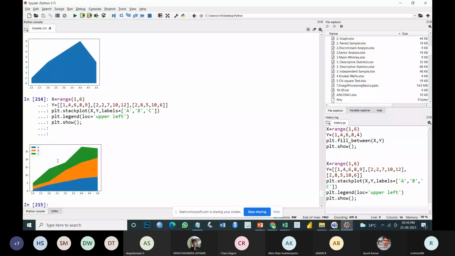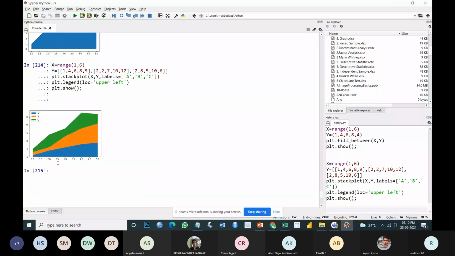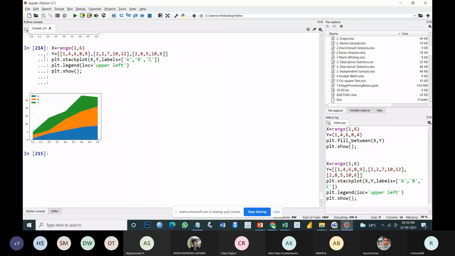So this is an area chart. x equal to 1 to 6. Then for y, we have 3 different categories. Again we use the stackplot, then we can get 3 different categories.